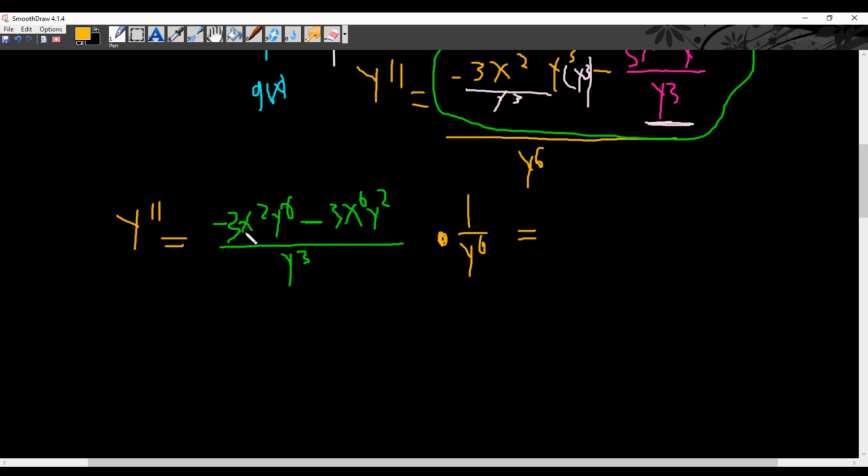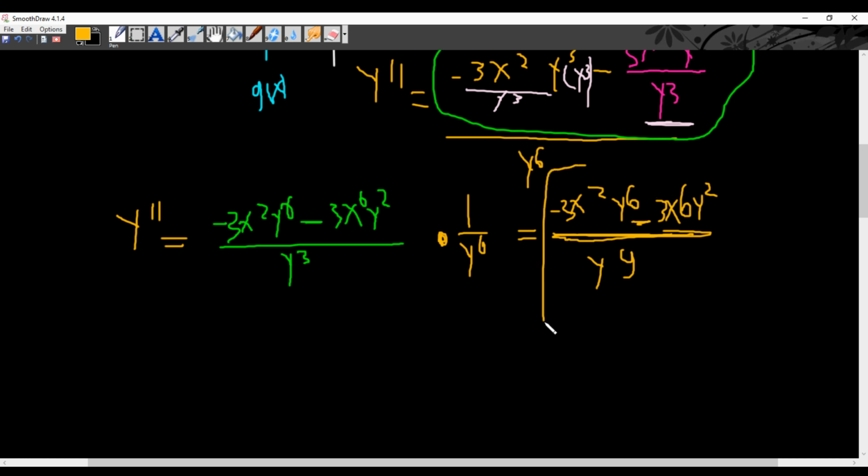So this means here the top portion will still stay the same. So that means here I'm going to get 3 plus 6, which is 9, so y to the 9. Then I'm going to get the value for negative 3x squared y to the 6 minus the value for 3x to the 6, then y squared. So I think that's y double prime for now.